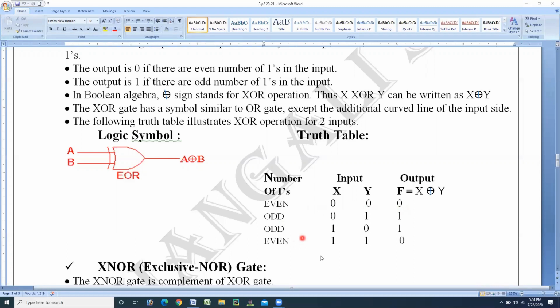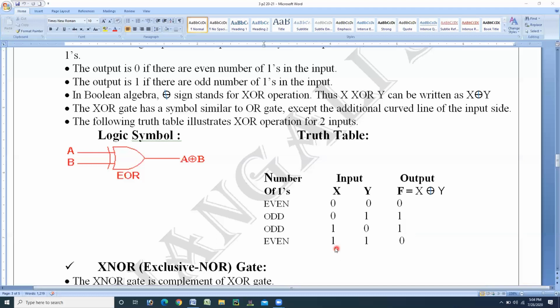Check out the next also. Now this time reverse. X is 1, Y is 0. How many ones are there in the inputs? 1. Is 1 even or odd? Odd number. Odd number means again the output will be 1. That is high.